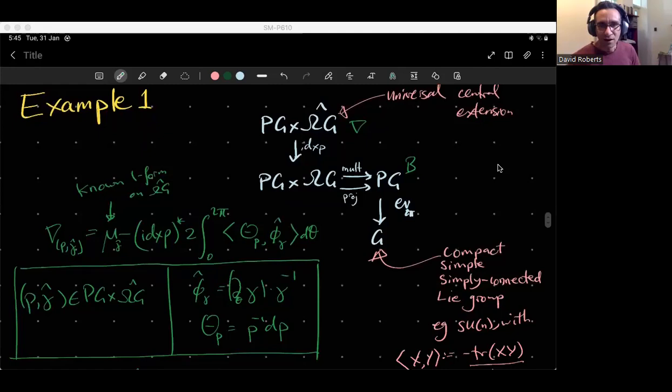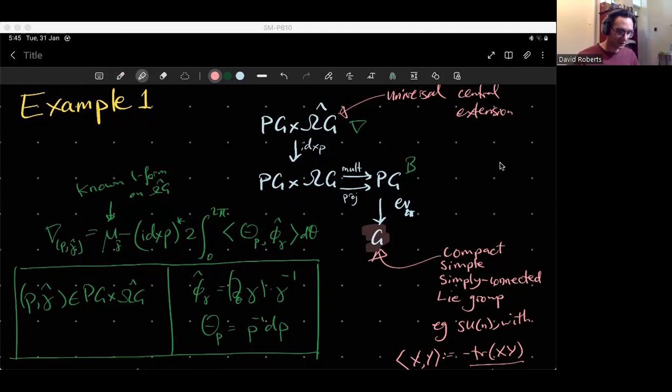So I'm fixing a compact, simple, simply connected Lie group. Oops, that's not what I want. Come back to you. My apologies. That one. So G is a compact, simple, simply connected Lie group, for instance, SU(N).